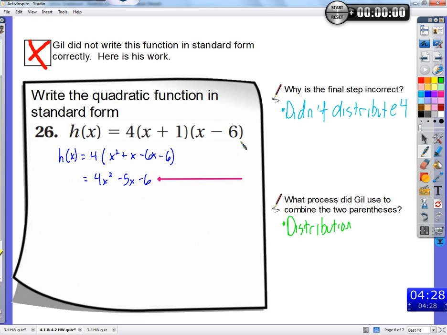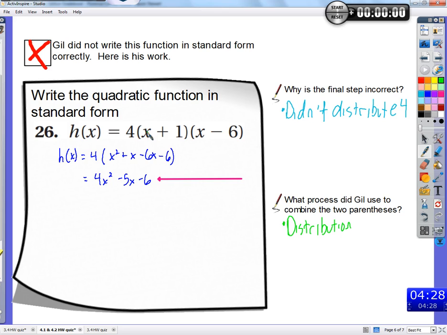Okay, but that's what happens with FOIL. People think, oh, this tells me how to multiply two parentheses together. No, it tells you how to multiply one binomial by another binomial. So if it didn't cause problems, I wouldn't make a point of talking about it, but it does cause problems. Okay. So what I want us to remember is this distribution. Distribute everything from here into everything here. Okay? Make every possible pair and multiply those pairs together.